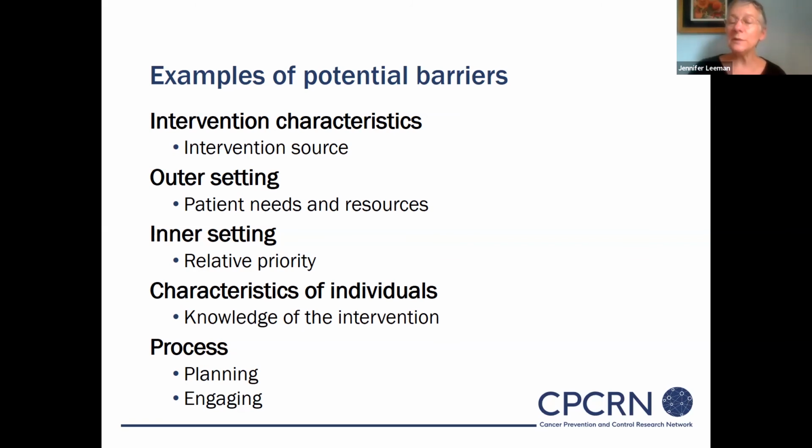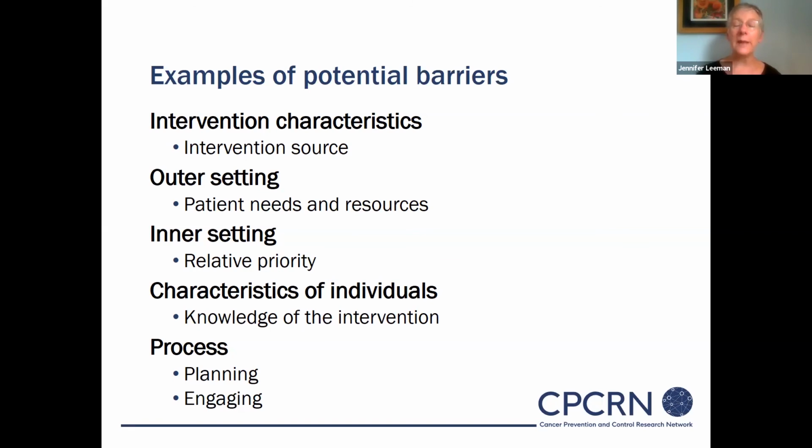Characteristics of individuals is the fourth domain, and one characteristic of individuals is knowledge of the intervention. Does the staff in the clinic even know about your Flu-Fit intervention program? Do they understand how it works and what their role is? And if not, that can be a real barrier.